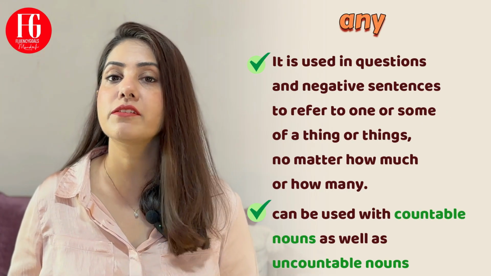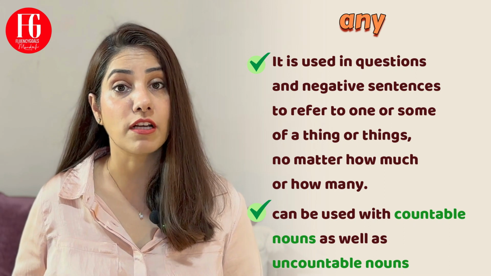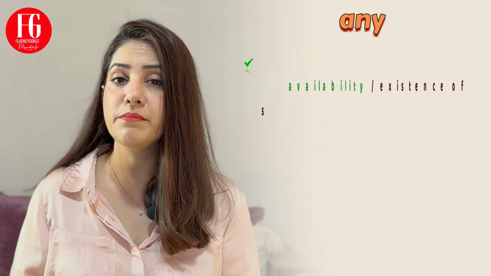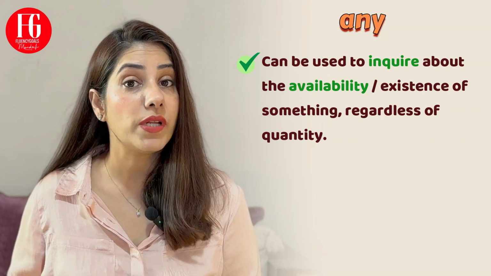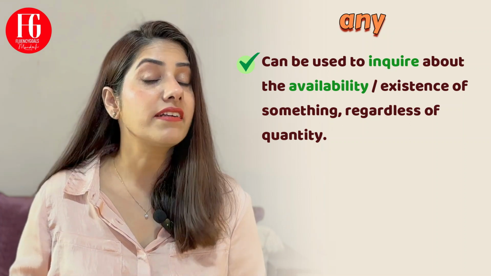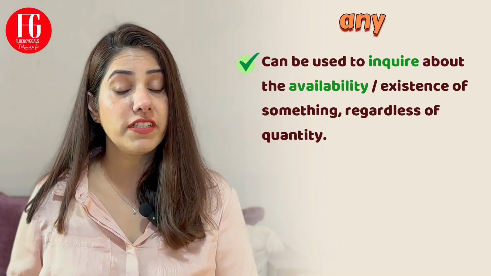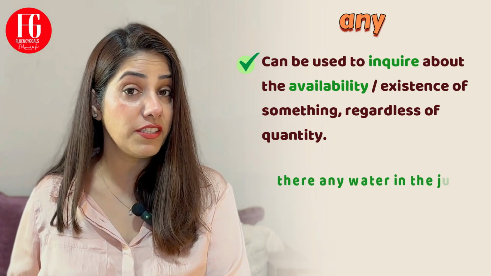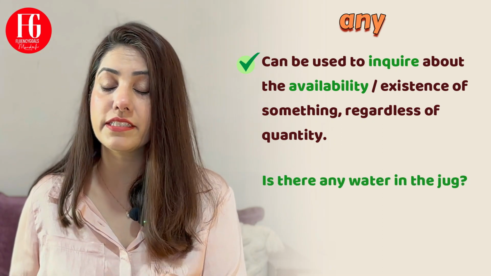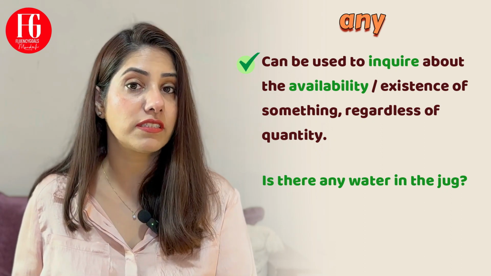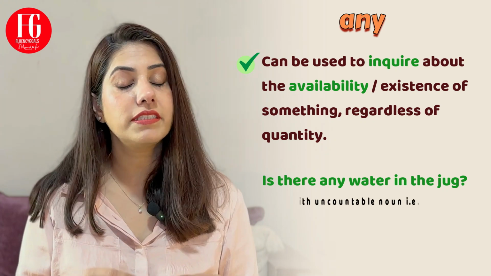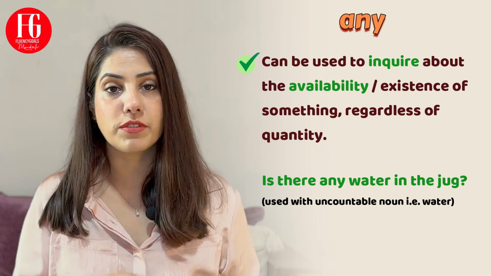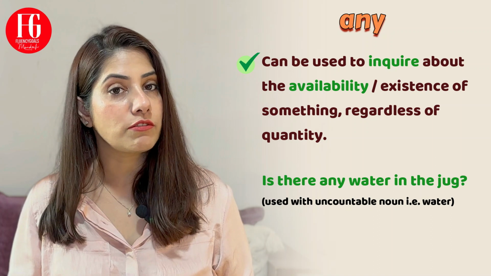The use of any. Like some, any can also be used with both countable and uncountable nouns. Any can be used to inquire about the existence of something, the availability of something, regardless of its quantity. So if I say, is there any water in the jug? You are just inquiring whether there is any water in the jug and you are not inquiring about the quantity. So here it is being used with an uncountable noun.